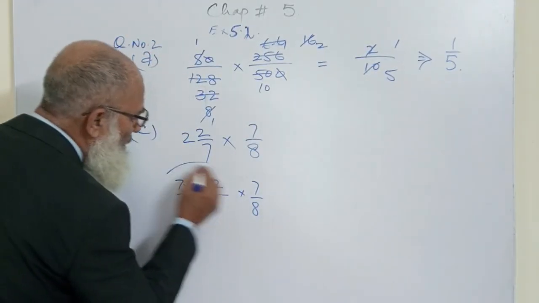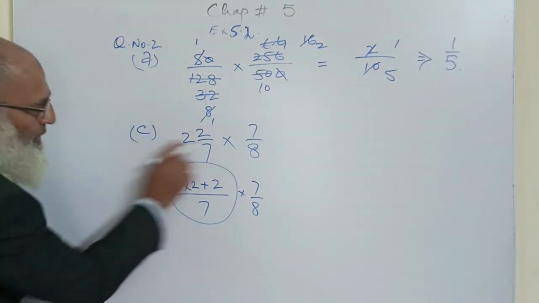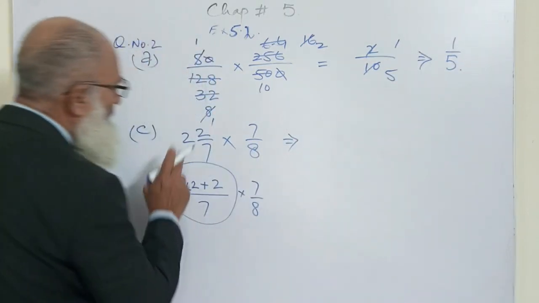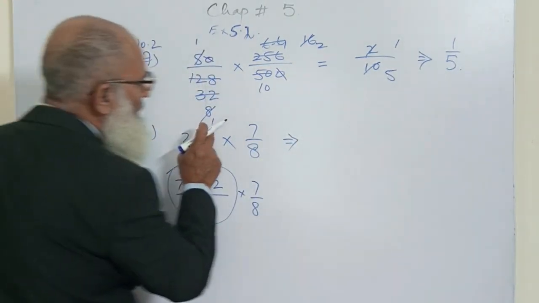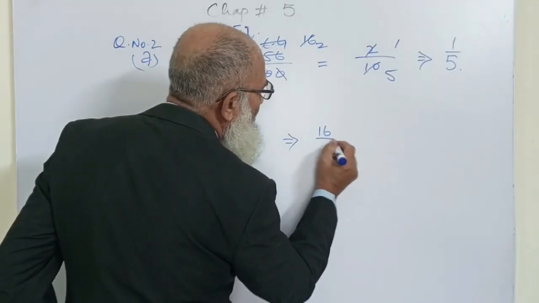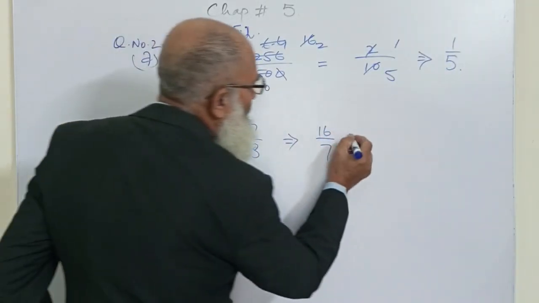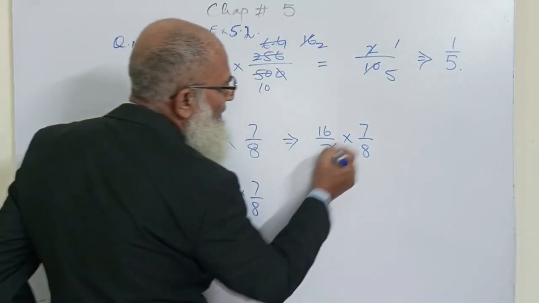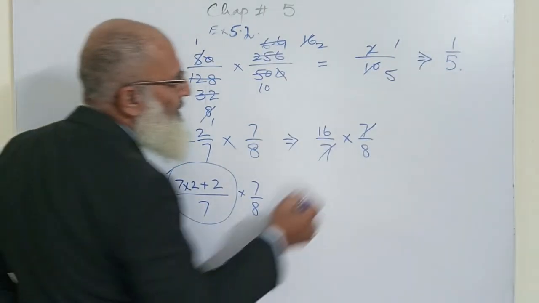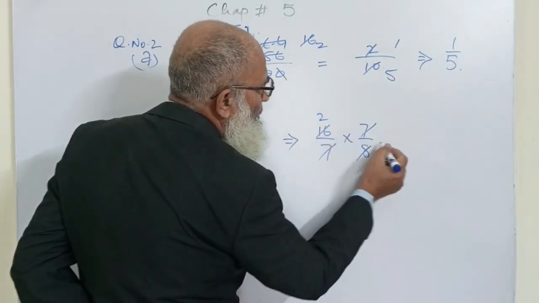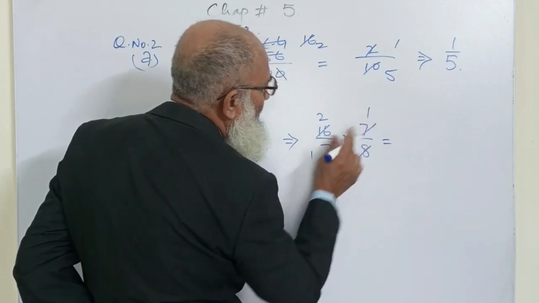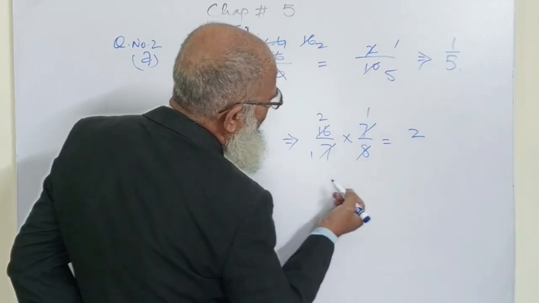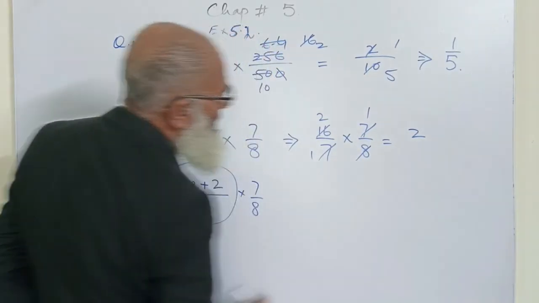You are not doing this thing anymore. You will do it in your mind and just write it like this. 7 times 2 is 14. 14 plus 2 is 16. 16 divided by 7. Now you see that 7 is crossing this 7 and 8 is crossing this 16, and the net result is 2 times 1 only. The answer is 2.